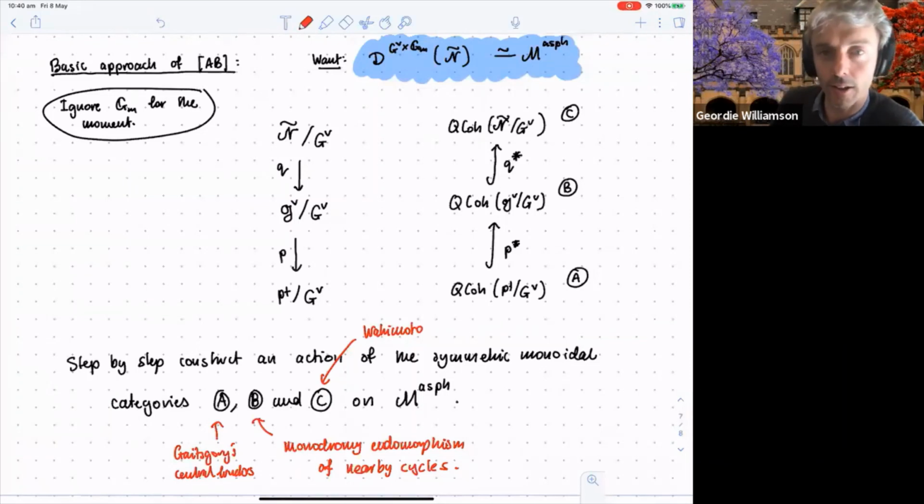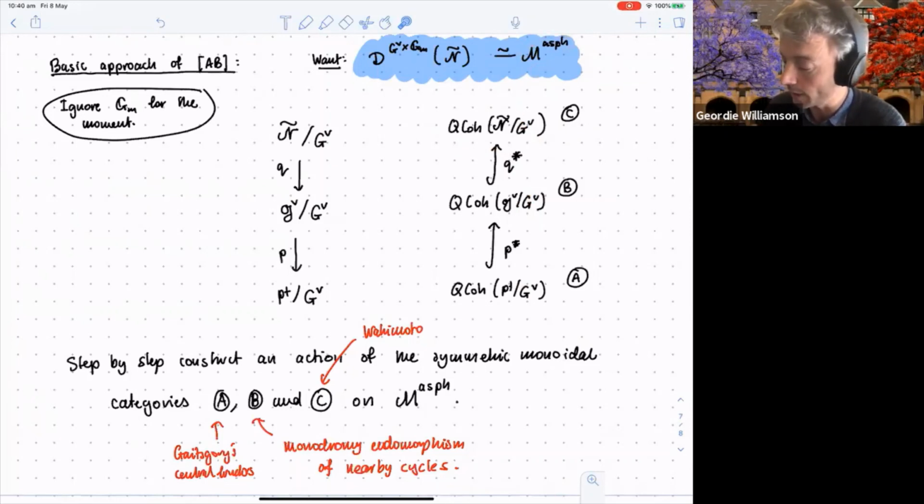So this is the basic approach. So you upgrade from here to here to here. And so now, by acting on some very basic object inside here, we have a functor from here to here. And then you argue that this functor is an equivalence.